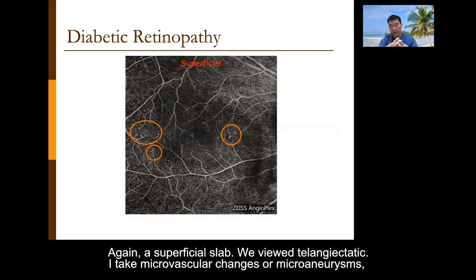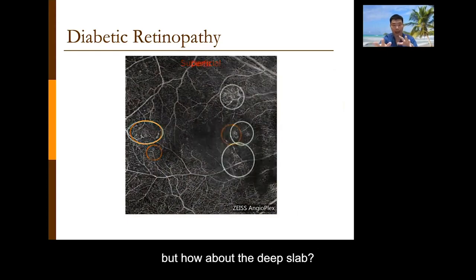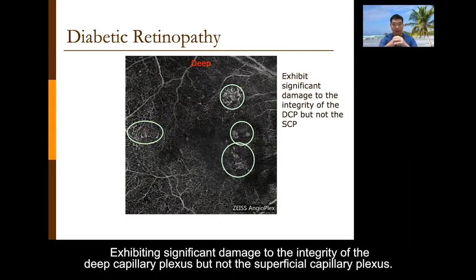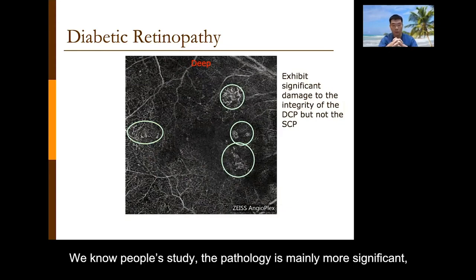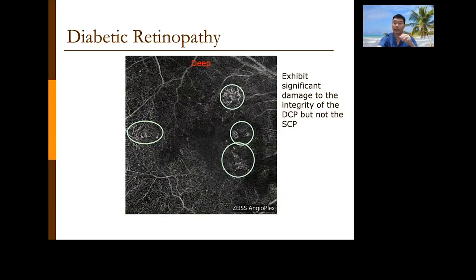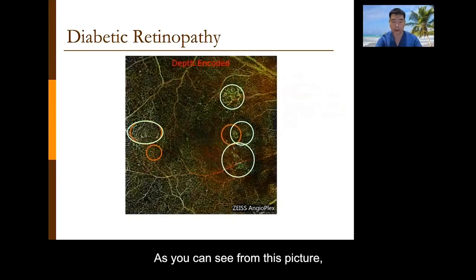Again, the superficial slab will reveal such telangiectatic microvascular changes of microaneurysms. But how about the deep slab? You can see much more microvascular abnormalities in the deep slab. So thus exhibiting a significant damage to the integrity of the deep capillary plexus, but not so much of the superficial capillary plexus. Again, we know from previous studies that the pathology is mainly and more evident in the deep capillary plexus as compared to the superficial capillary plexus, as you can see from this picture.